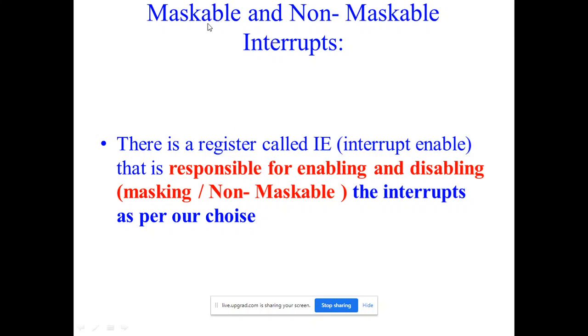Okay. And that masking and non-masking is done with the help of one register, and that register is called the interrupt enable register. That is the IE register. With the help of this, you are enabling or disabling the interrupt. Enabling means you are permitting that interrupt, and disabling means you are ignoring that interrupt. In this fashion, with the help of IE, we are able to enable or disable the interrupt as per our choice. Now, what is the structure of IE? That is the next question.